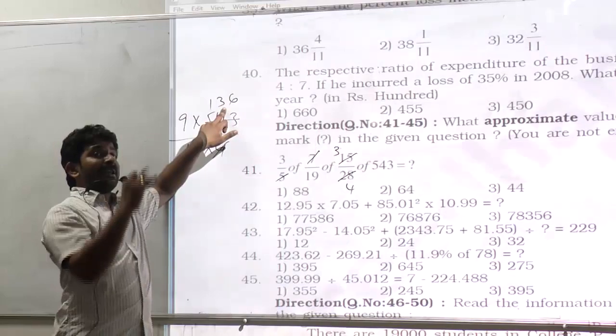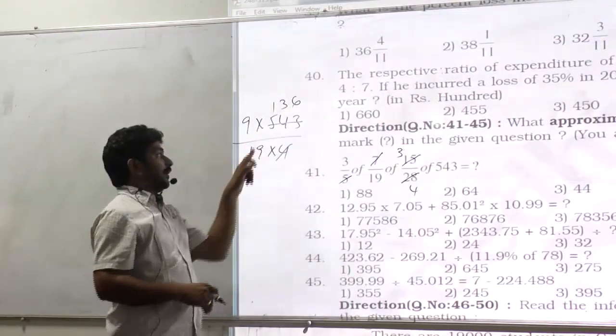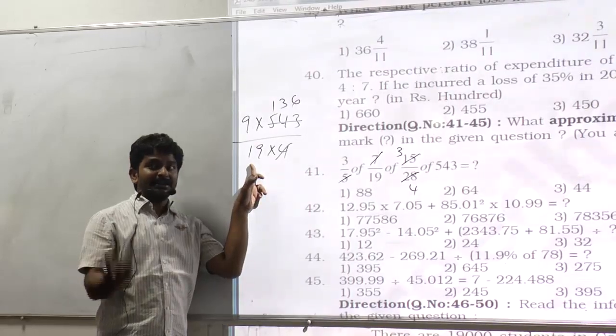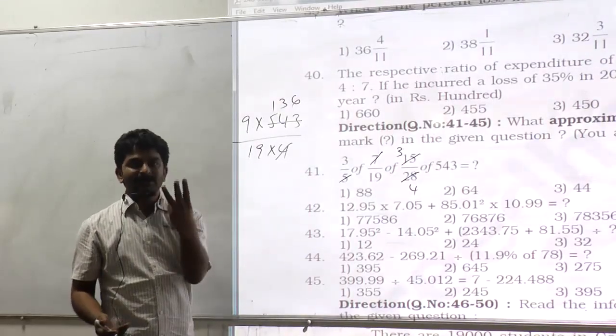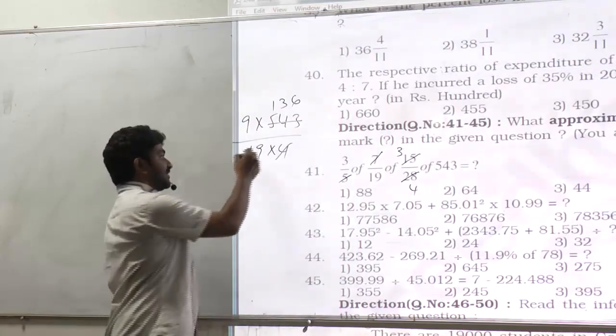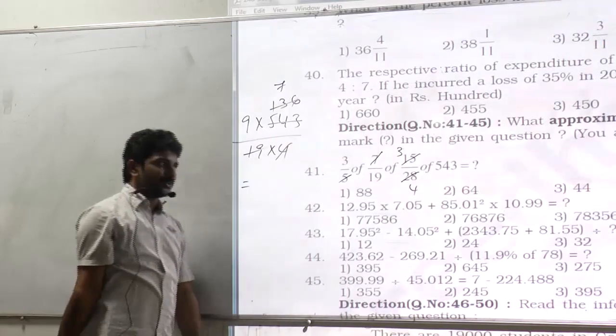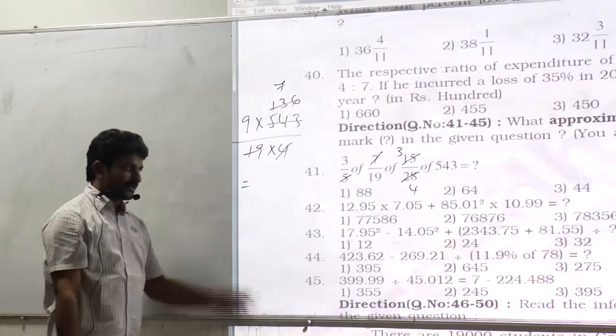136 is how much less than 190? 54. In 54, how many 19s will be there? Approximate 3 times. Yes or no? So 10 times minus 3 times in the sense? 7 times. 7 9s? 63. Answer should be near about that. 64.